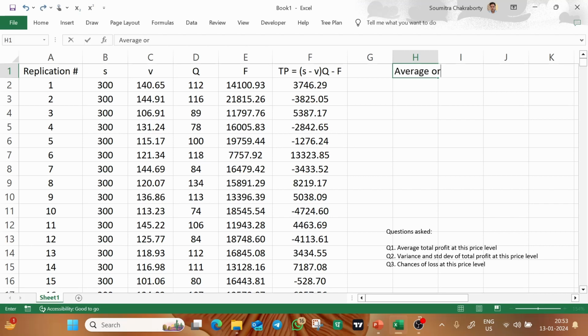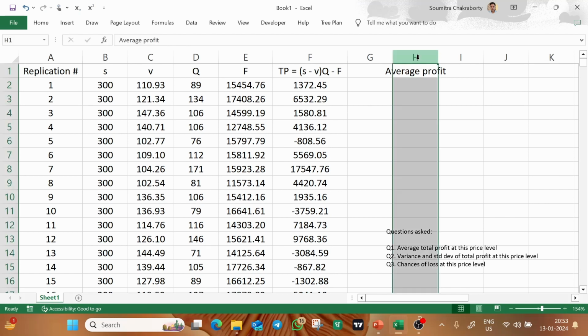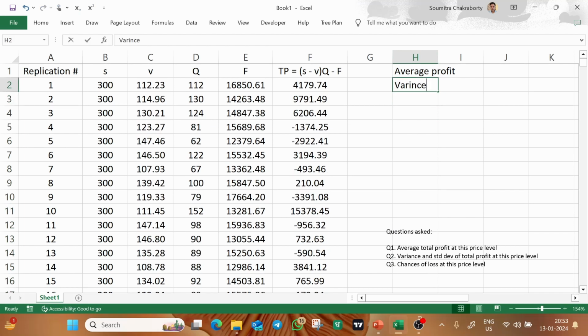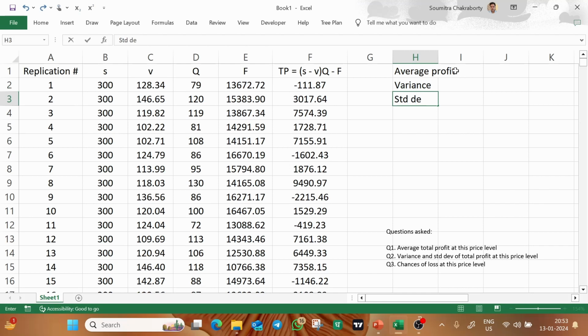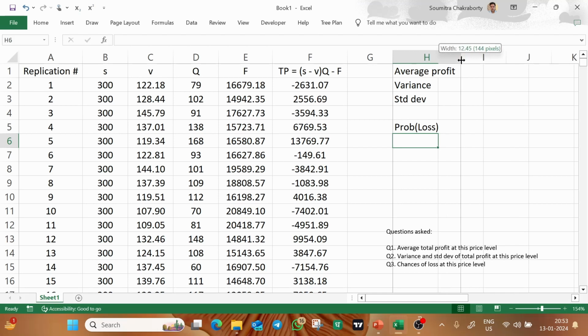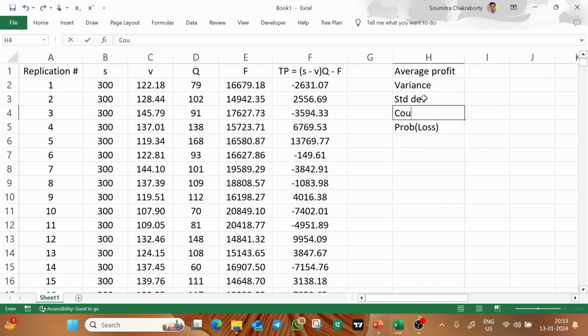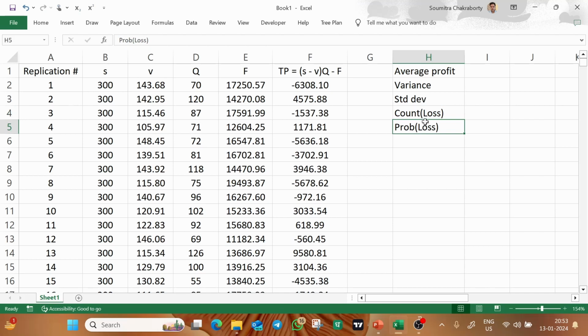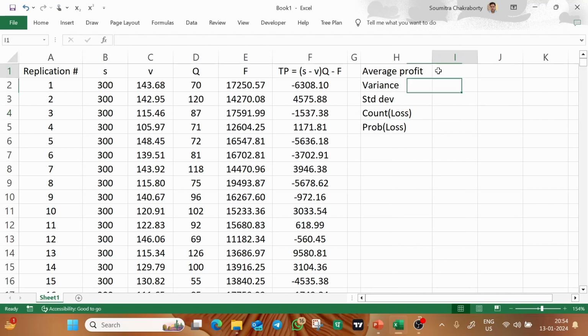Average profit. I will write the headings here and then I will delete this text box. Then what else? Variance is asked. Then the standard deviation is also asked. Then the probability of loss is also asked. I have skipped one row here. Why? I will tell you. Before calculating the probability, I will count the number of losses. From these counts, I will calculate the probability. So that's why I have created this additional row.